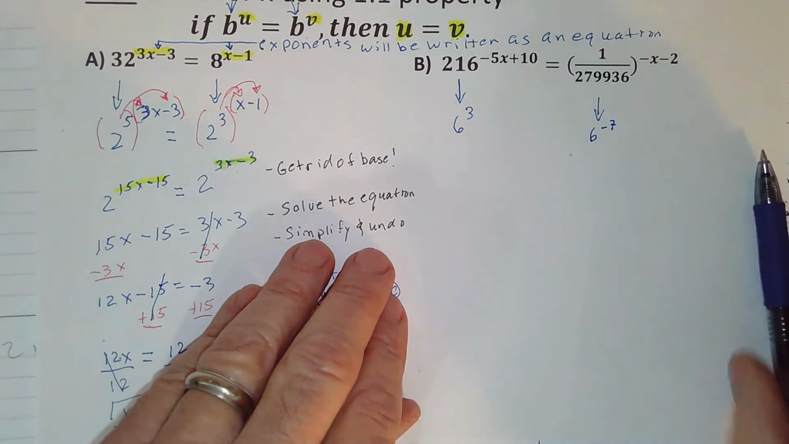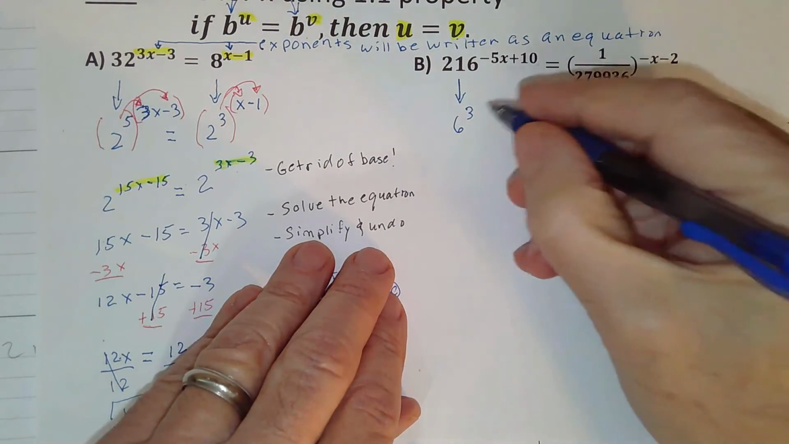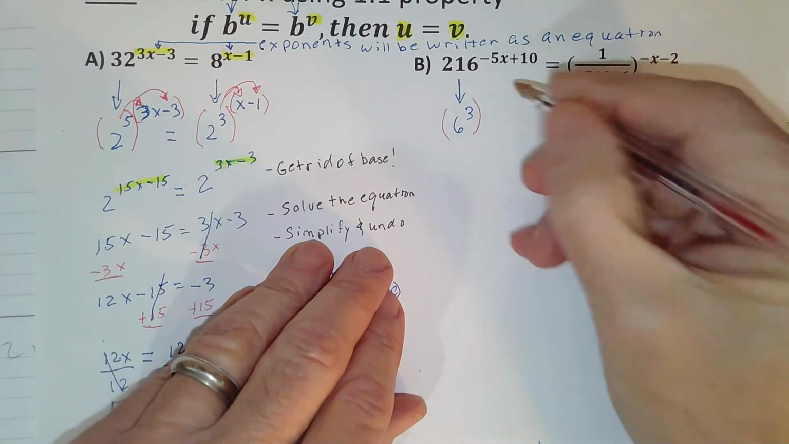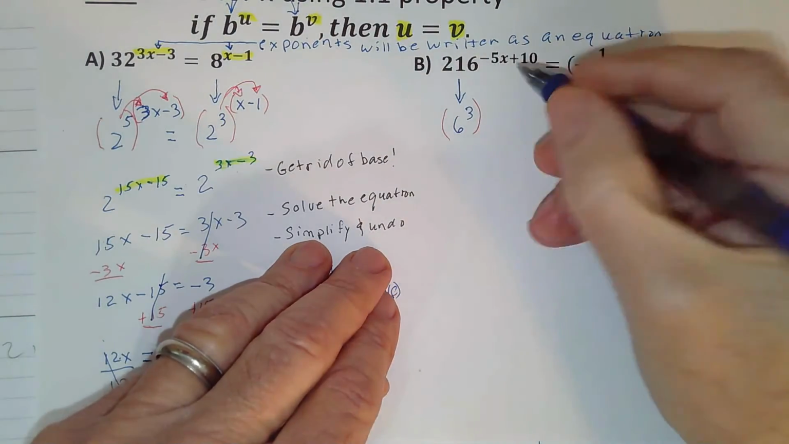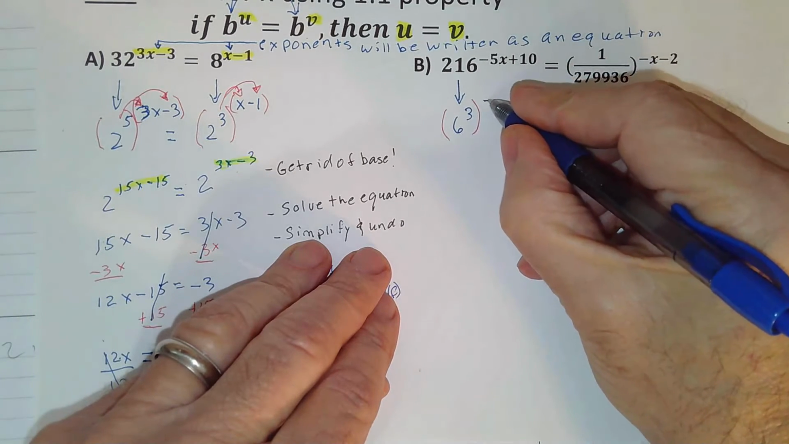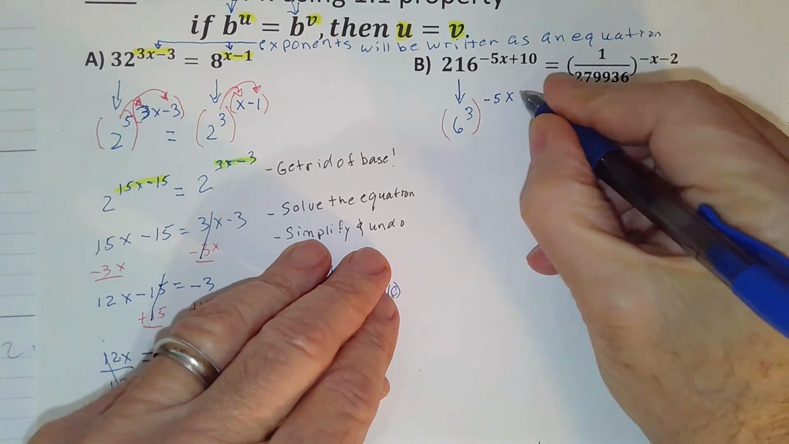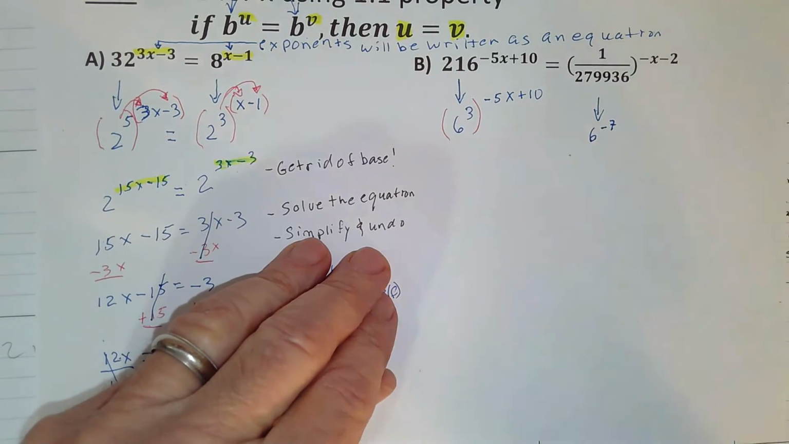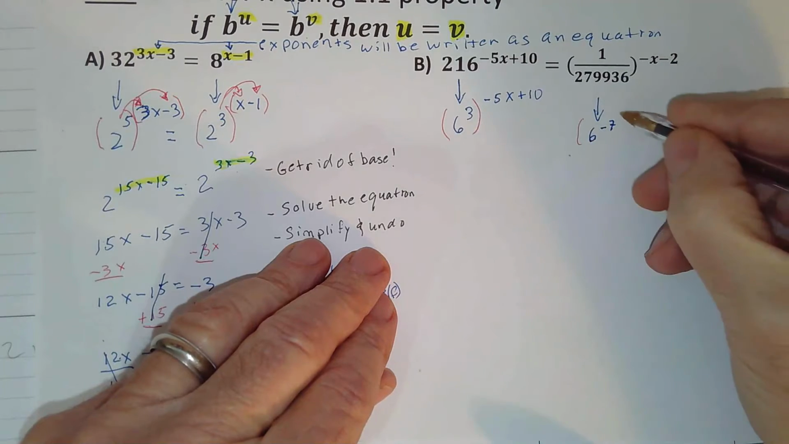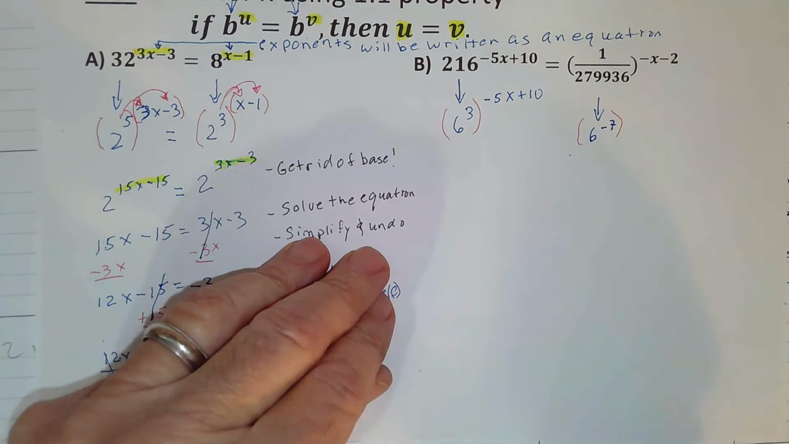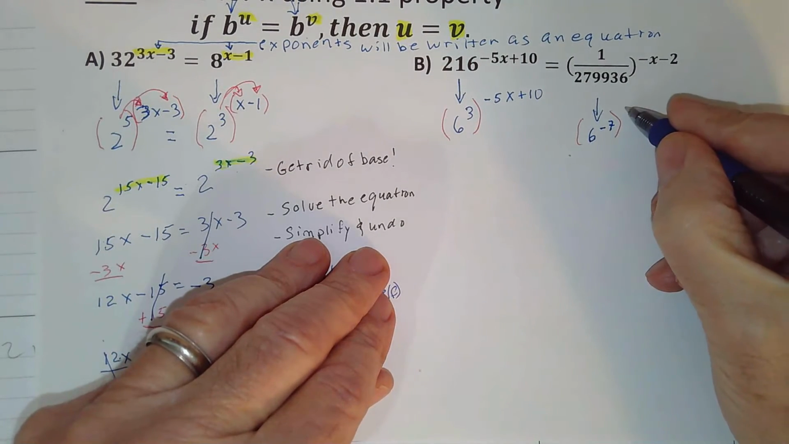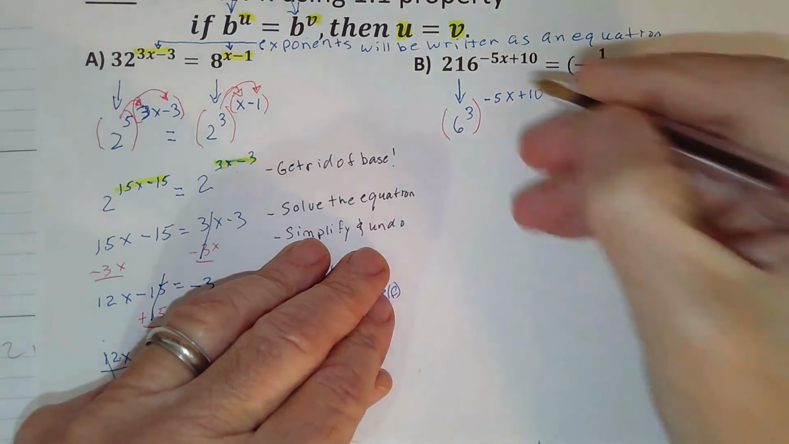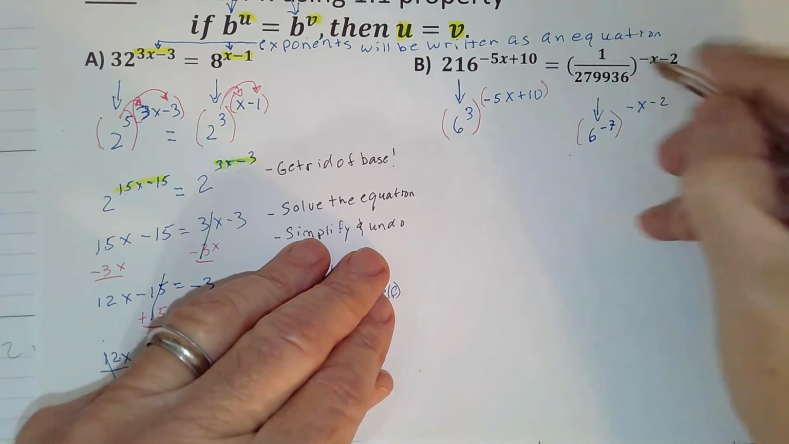Now let's put our exponent in. So this is 6 to the 3. Remember, on the left, and then it's to the negative 5x plus 10. Okay. And 6 to the negative 7 over here, it's going to be to the power of negative x minus 2. All right? Let's put parentheses around each of these exponents.